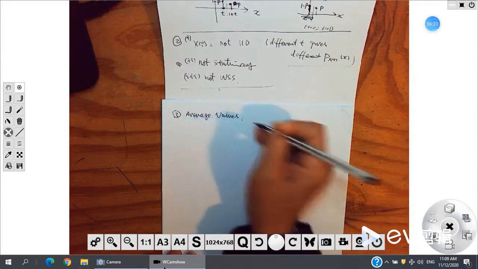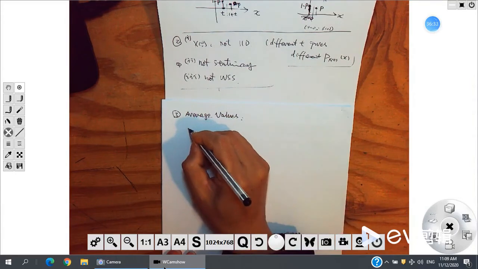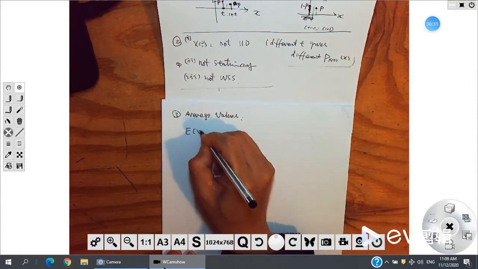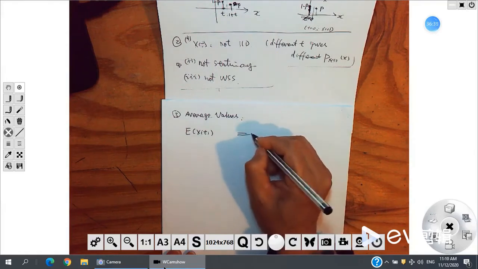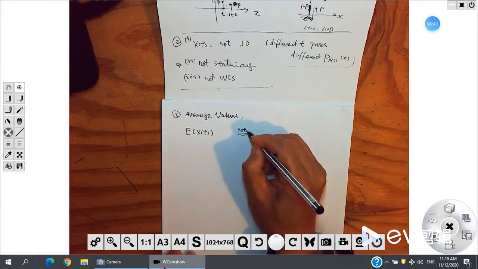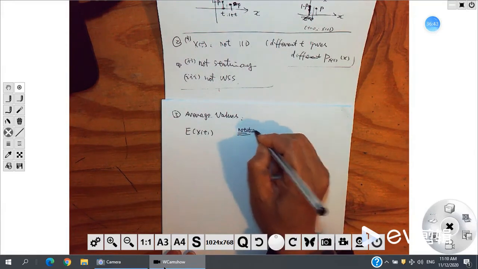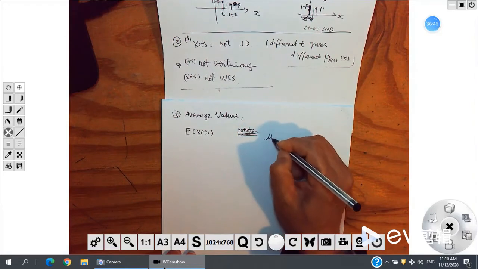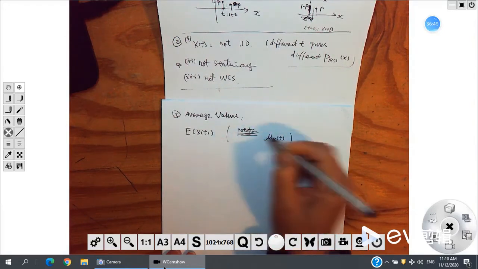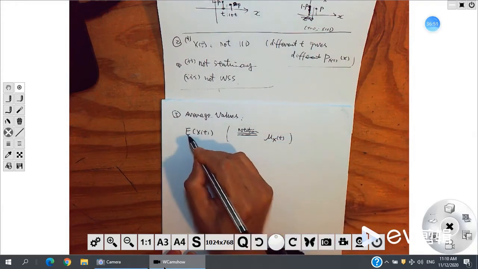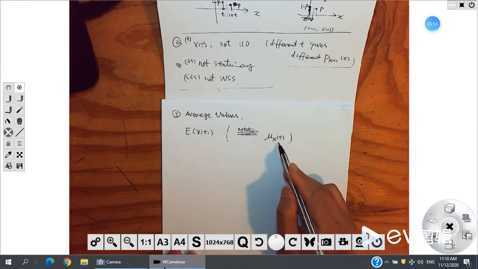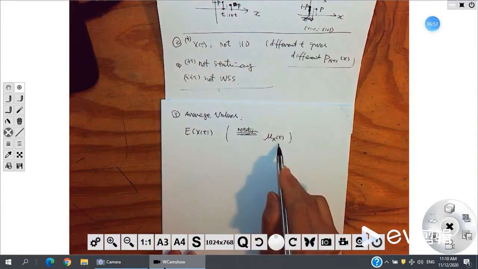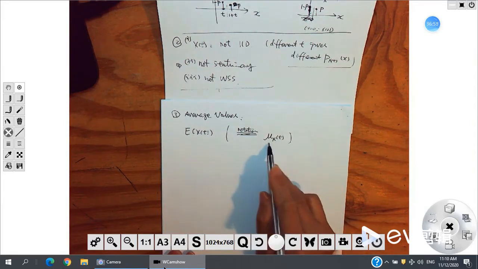Average values. We consider the E of x of t. Okay, here we can use the notation mu x of t. We use mu to replace this E of x of t. Is this shorter? Yeah, somehow it looks shorter, right? So you can use this notation for this one.